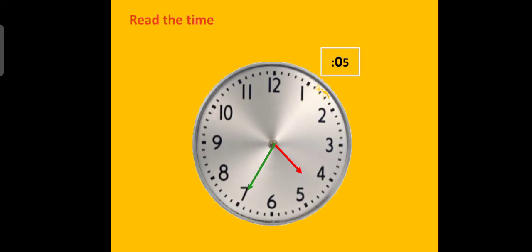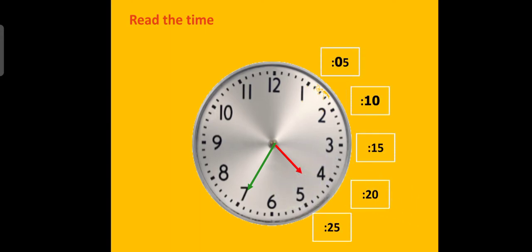Another example. Read the time. The short hand is on what? Between 4 and 5. And the long hand is on what? 7. Let's find the minutes. Let's count: 5, 10, 15, 20, 25, 30, 35. So we have 35 minutes. And how many hours? The short arrow is between 4 and 5. It didn't reach 5, so the hours will be 4. 4 hours, 35 minutes.